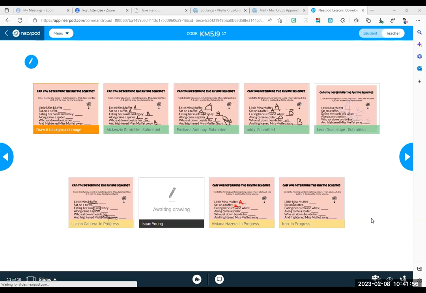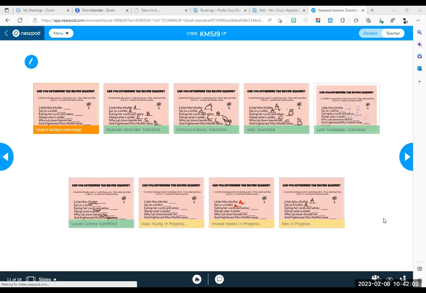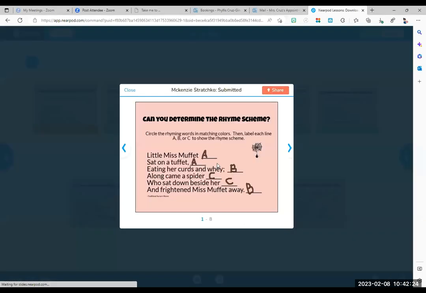And then let's try to figure out what rhymes with spider and beside her. Beside her, spider. They would be a new rhyme scheme. Doesn't rhyme with Muffet, doesn't rhyme with Tuffet, doesn't rhyme with way, doesn't rhyme with away. Must be a new scheme. Spider, beside her would be letter C. Oh, I love it. Can I highlight Mackenzie's and Emmy's and Addie's? Look at that, guys. Here are the answers.